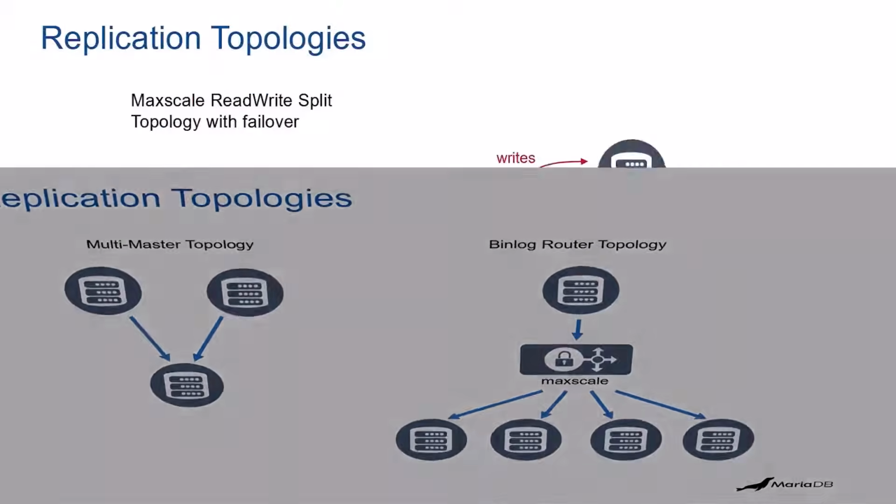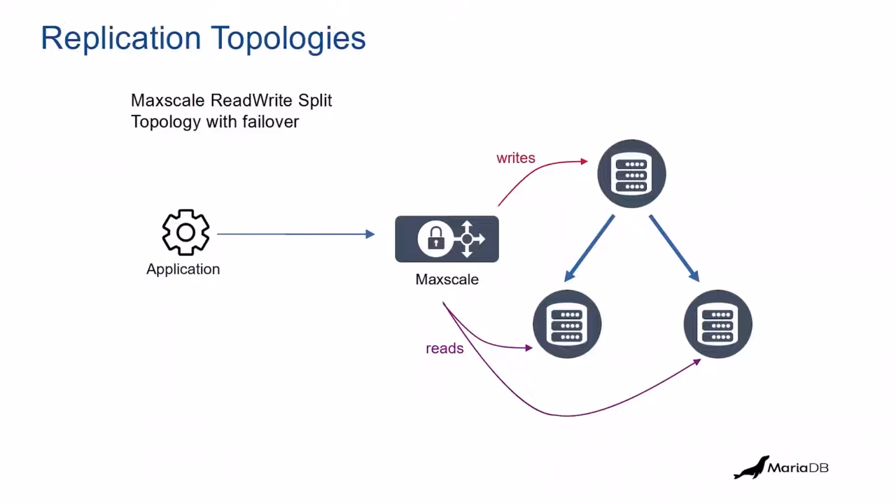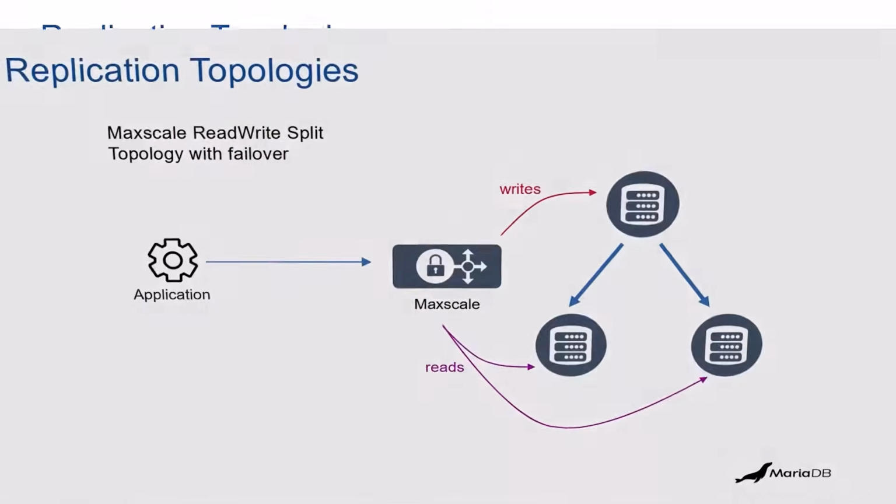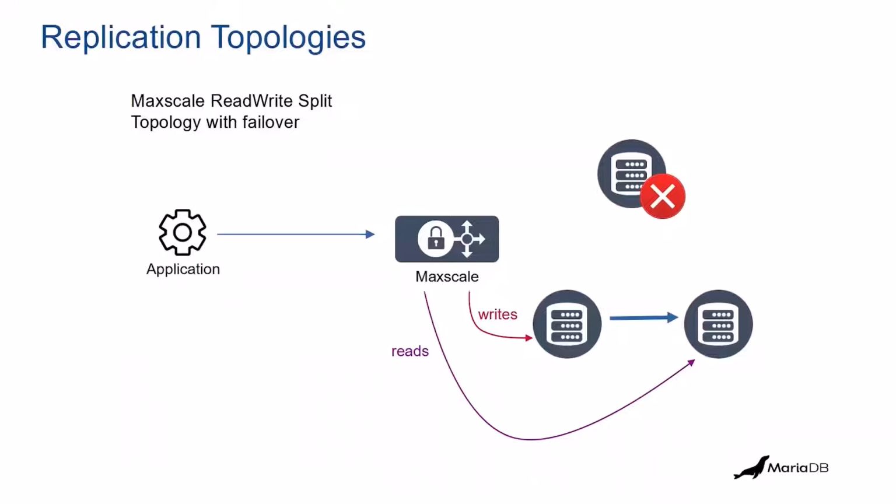One of the topologies that many of our customers create is the read-write split topology. The idea is that writes are sent to the primary and reads are sent to the replicas. If the primary dies, MaxScale can immediately reconfigure so that one of the replicas is promoted to primary and replication continues to the other surviving nodes.